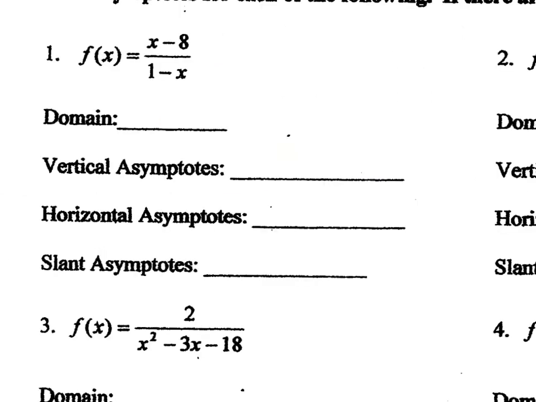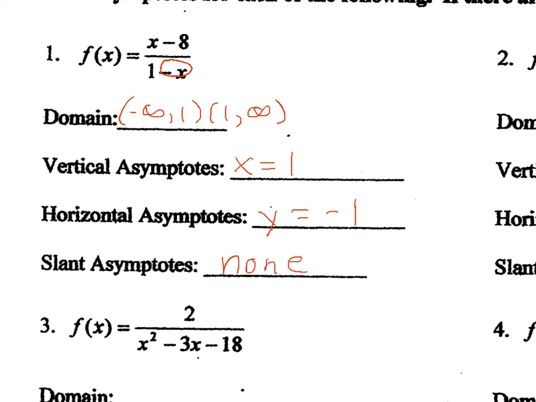In number 1, we know that we cannot plug a 1 in or else we'll get 0 on the bottom. So our domain is -infinity to 1, 1 to infinity. And since we can't plug in a 1, we know that our vertical asymptote will be x equals 1. Since the degree on the top is the same as the degree on the bottom, our horizontal asymptote will be 1 divided by -1, since we have a negative x. So we'll have y equals -1. And we don't have a slant asymptote since we have a horizontal.